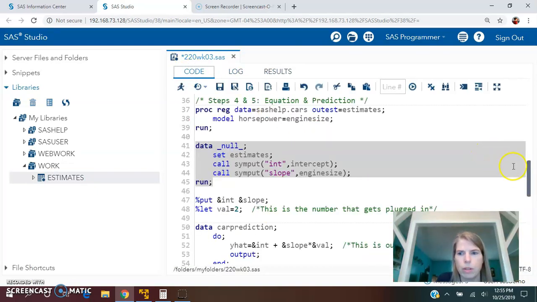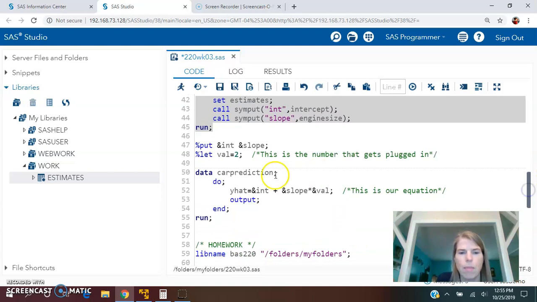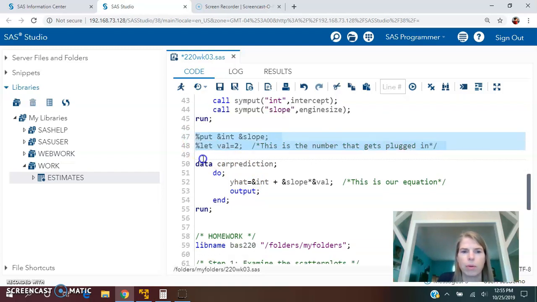And then what I'm going to do is make a third macro variable for the X value that I'll be plugging in. And we want it to be 2. That's the prediction I want to make. What will the horsepower be for an engine size of 2 liters? So I'm going to run these next 2 steps and a data step that calculates what I did by hand. It'll take those macro variables and do what I did in the calculator, and it will output it to a new data set, and there'll just be one single value in that data set, and that's going to be our prediction.